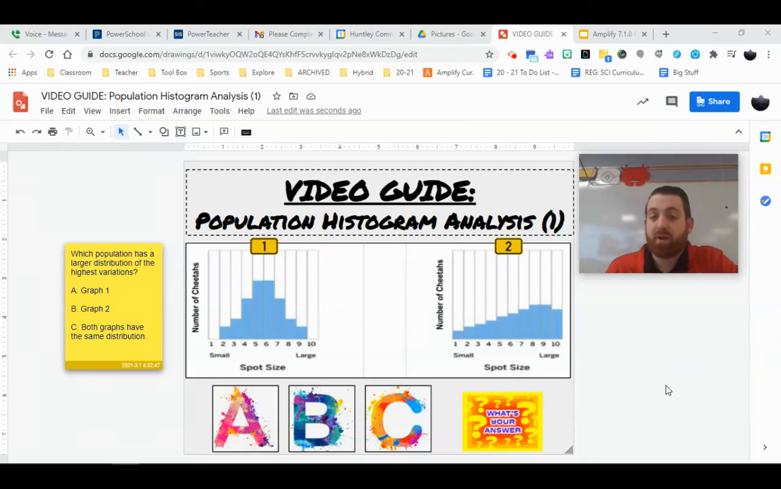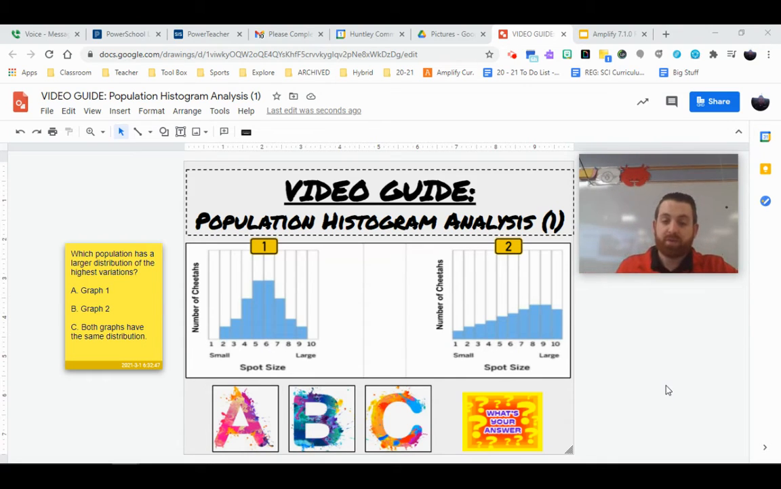Hey everybody, Mr. Regan here, and today we're going to be looking at different questions that require you to analyze some histograms about different populations to understand what's going on with the distribution of those traits, the variations present, and more importantly, how the two graphs and histograms compare to one another. So we're going to go over some of these questions, how to go about analyzing the graphs, and then as always, hopefully get some practice in.